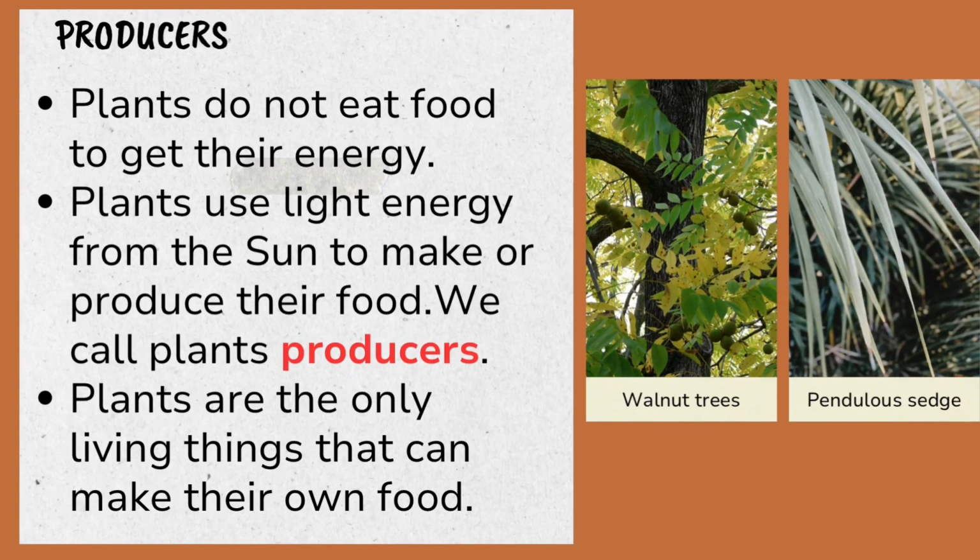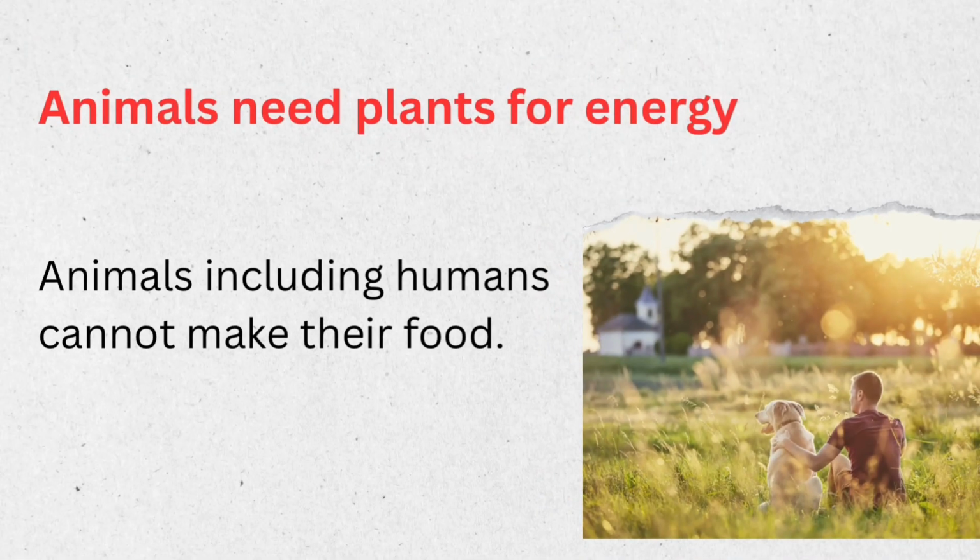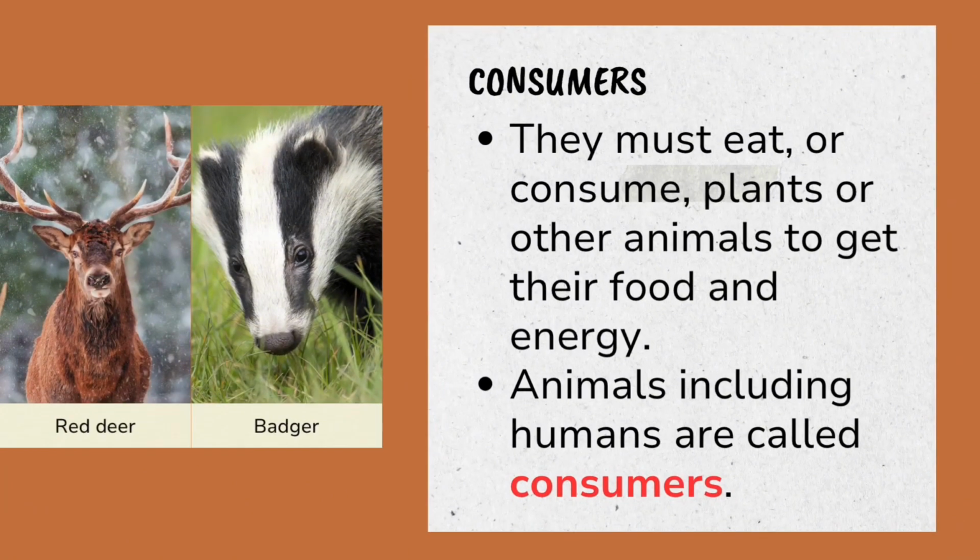Plants do not eat food to get their energy. Plants use light energy from the sun to make or produce their food. We call plants producers. Plants are the only living things that can make their own food. Animals need plants for energy. Animals, including humans, cannot make their food. They must eat or consume plants or other animals to get their food and energy. Animals, including humans, are called consumers.